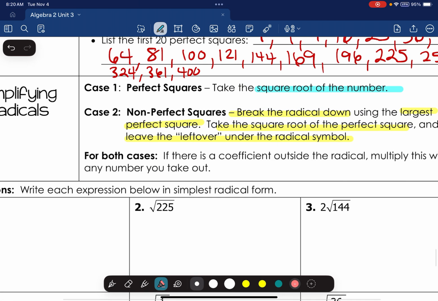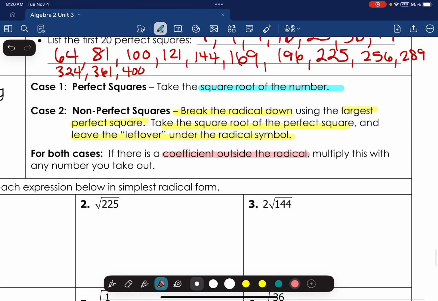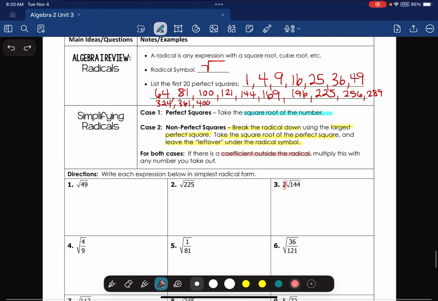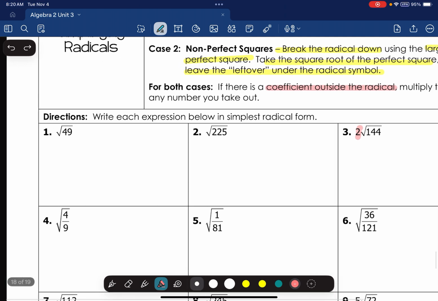Whichever case you have, if there is a coefficient outside the radical, a number on the outside, like in example 3 here, where I have the coefficient 2 on the outside of my radical, we've got to multiply that with any number that gets to divide out of the radical. All right, let's go through these cases.